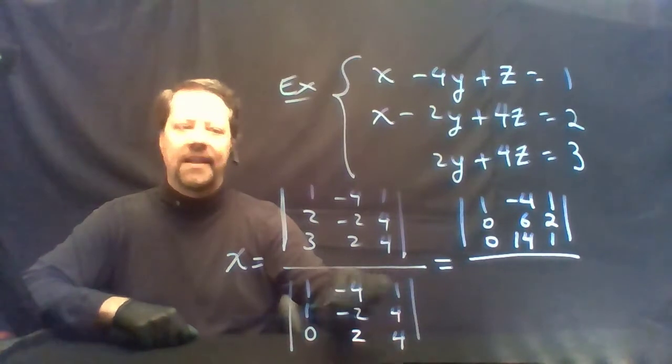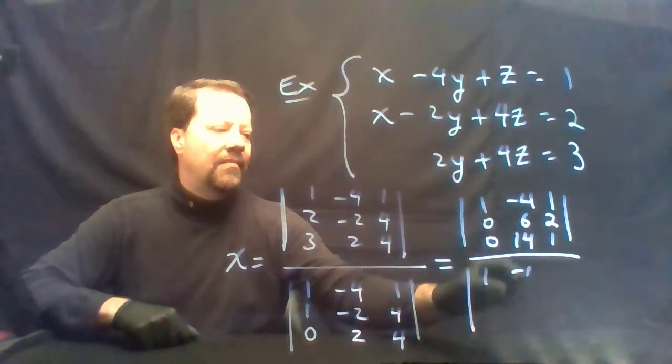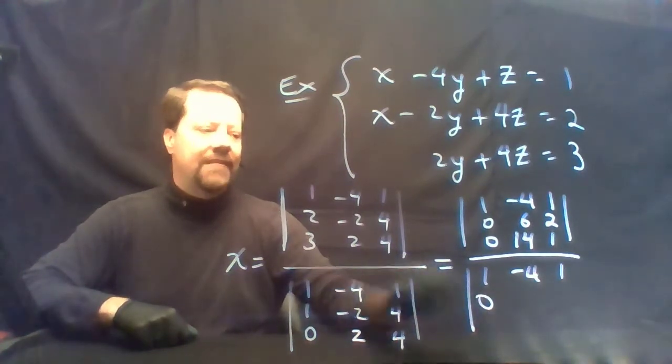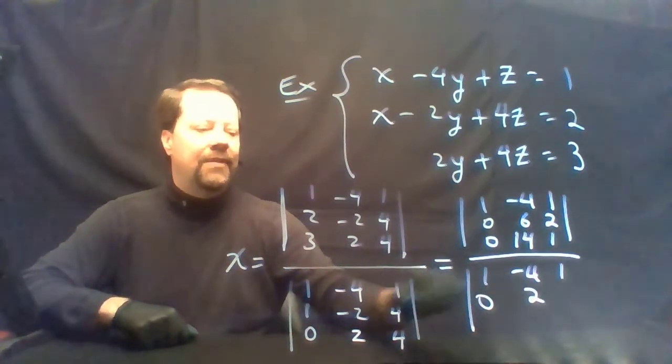We can do the same thing in the denominator. Negative 1 times this plus this. Negative 1 times this plus this. Negative 1 times this plus this.